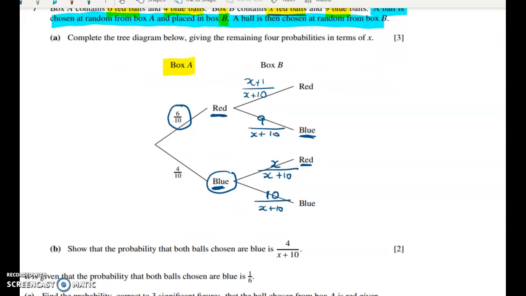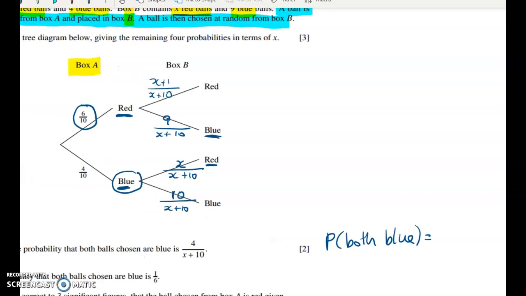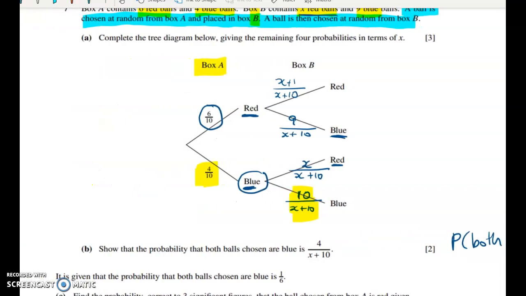Part B for 2 marks is to show that the probability that both balls chosen are blue is 4 over x plus 10. So all we have to do is multiply down the probabilities. So it's going to be 4/10 times 10 over x plus 10. And the 10s simplify away, giving me 4 over x plus 10 as required.